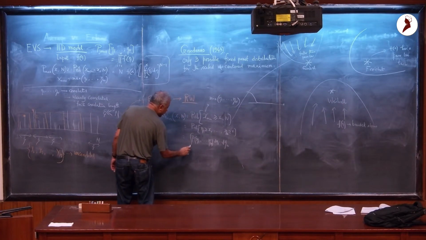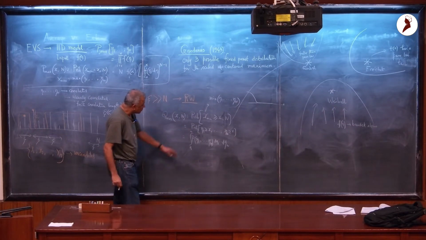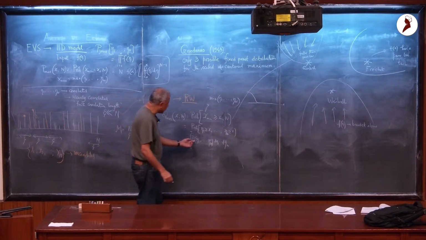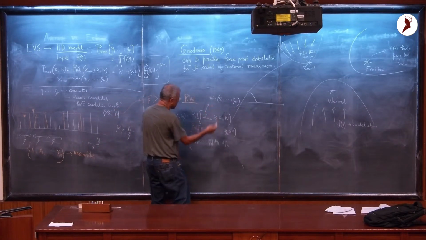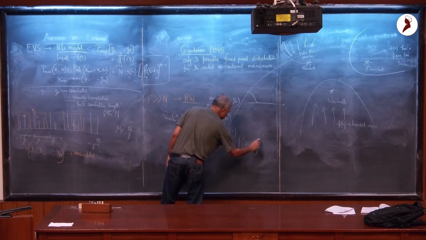So it should be bigger than x, so it will be x to infinity. For the maximum, it was minus infinity to x. For the minimum, it will be x to infinity. And again, for IID variables, if they are product, you just have this formula here: integral from x to infinity, f(η) dη, to the power n.